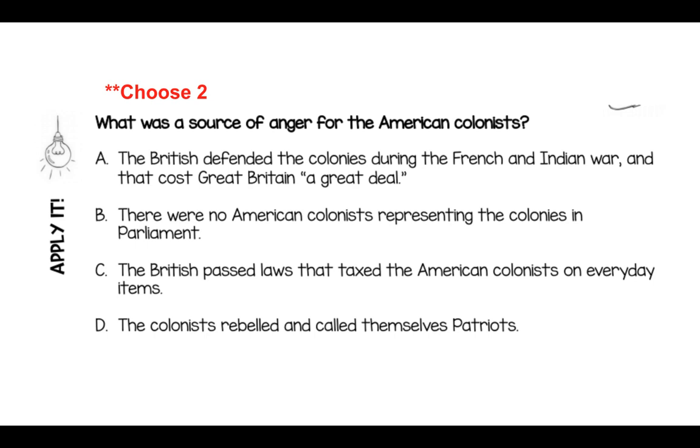Okay. They wouldn't really care in A that it was costing Great Britain a great deal. Okay, so it's not going to be A. And D, the colonists rebelled and called themselves patriots, is not a source of anger either. So, as I accidentally showed you earlier, B, there were no American colonists representing the colonies in Parliament. So, Parliament over in England, the government over there was making all the decisions without asking the American colonists what they wanted. And the British laws were passed that taxed things that they bought every day, like tea and stamps and things like that.